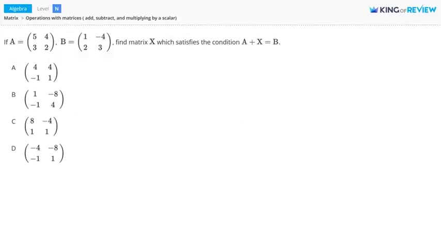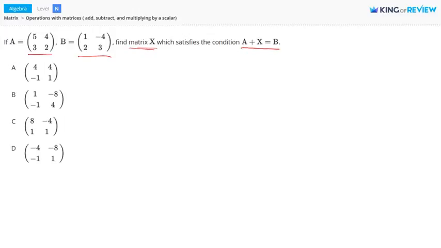In this problem, we're asked to find matrix X. We're given this condition here, A plus X equals B, and we're given A as this matrix and B as this matrix here. So what is a matrix? A matrix is a rectangular arrangement of numbers in rows and columns.